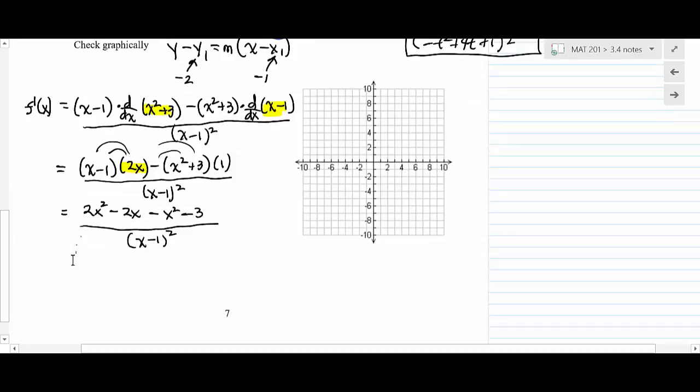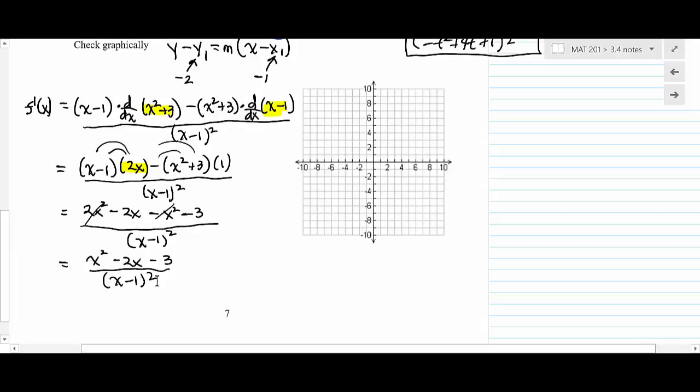Okay, and let's see what we have. It looks like if you simplify the numerator, you're going to have 2 minus 1 or x squared minus 2x minus 3, and then all over x minus 1 squared like that. So that's the simplification.